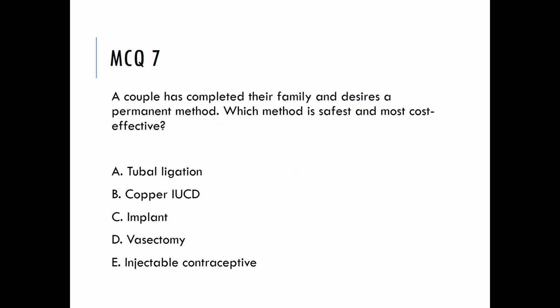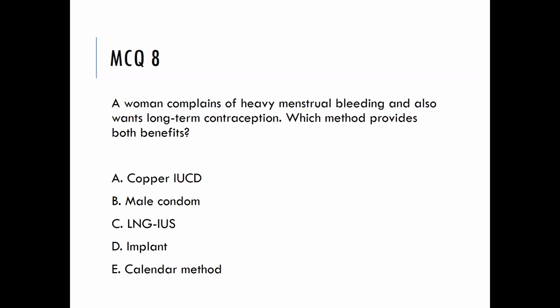Question number 7 is, a couple has completed their family and desires a permanent method. Which method is the best and most cost-effective? Option A, tubal ligation. Option B, copper IUCD. Option C, implant. Option D, vasectomy. And option E, injectable contraception. D. Yes, it's the right answer. And then comes question number 8.